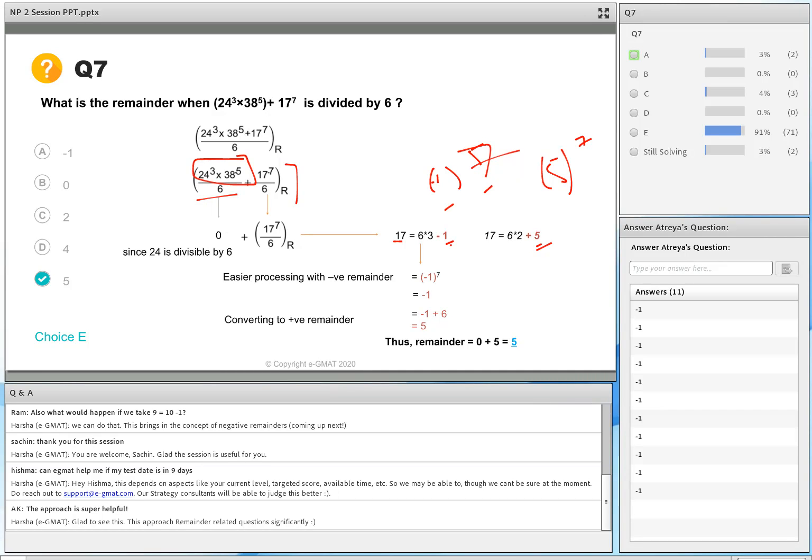Minus 1 to the power of an odd number would return me minus 1 itself. Can that be the answer? No, it cannot be the answer. I have to convert this into a positive remainder. And how do I convert this? Simply add the divisor. What's the divisor? It's equal to 6. So minus 1 plus 6, 5 is the right answer for this question.